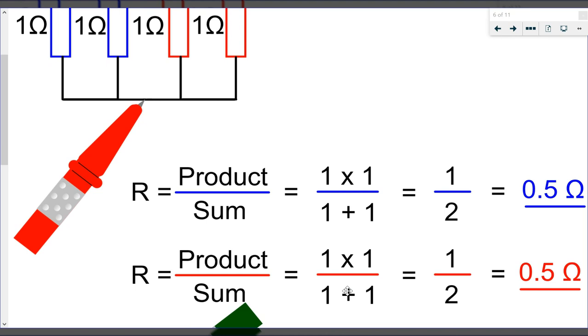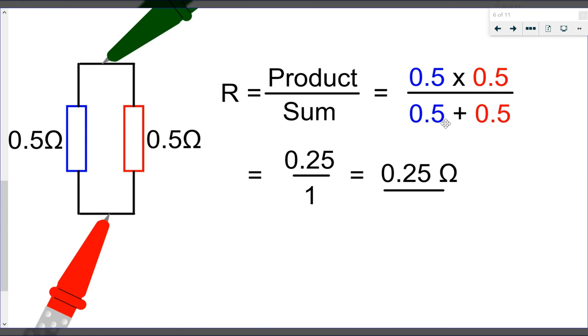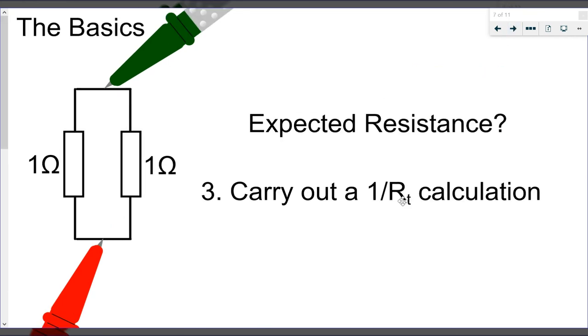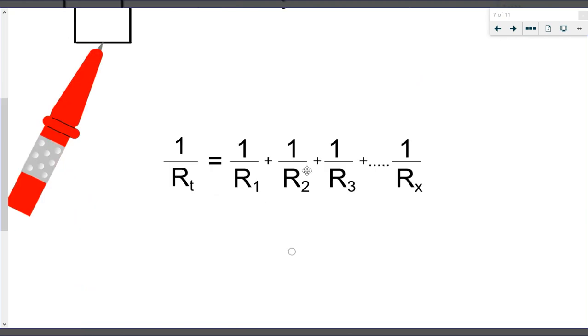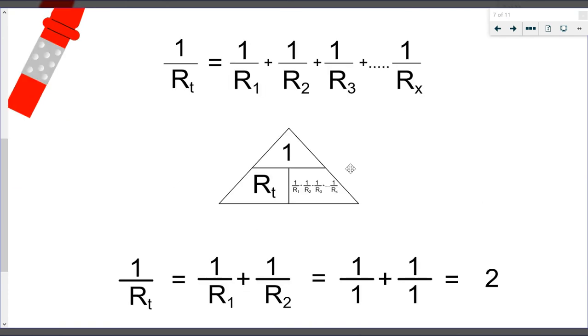What other way could we carry this out? Well, we could carry it out using a product sum calculation, but this only works on two branches at a time. If we have two resistances in parallel, straightforward enough, carry out a product sum. What's a product sum? Well, a product sum is where we take the product of the two resistances, so we multiply the two resistances together and divide it by the sum of the resistances, so we add them together. So 1 times 1 is 1, 1 plus 1 is 2, divide the product by the sum, gives us that same 0.5 of an ohm of resistance.